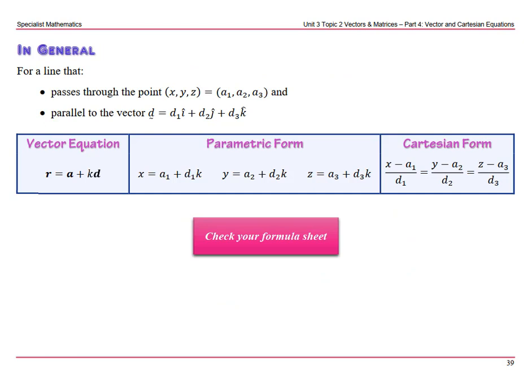So in general, for a line that passes through the point (x, y, z) equals (a1, a2, a3) and parallel to the vector d, d1i + d2j + d3k, the vector equation is r equals a + kd. Parametric form is x equals a1 + d1k, y equals a2 + d2k, and z equals a3 + d3k. Our Cartesian form is (x - a1) over d1, (y - a2) over d2, and (z - a3) over d3.